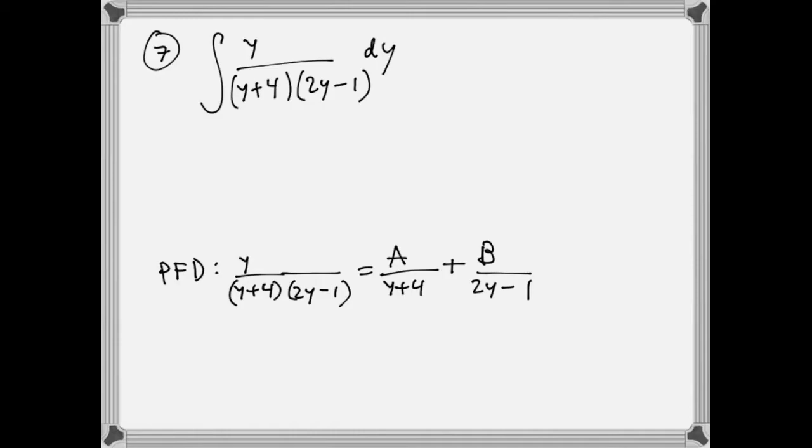Now, the next thing we do, remember the sub-steps here. First, we need to multiply both sides by the LCD to clear out the fractions. So what's the LCD here? The LCD is going to be y plus 4 times 2y minus 1. So if you multiply that, you end up with y equals, and then you have a times 2y minus 1 plus b times y plus 4.